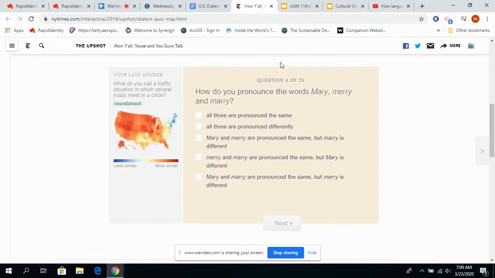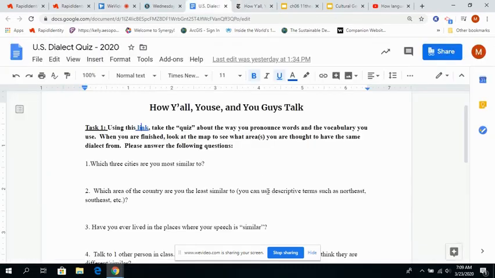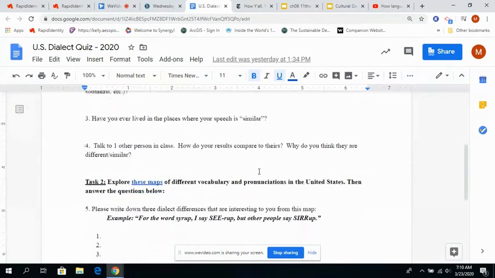So you go through all this, and then you are going to get a map of places that speak the most similar to you. There are going to be 3 cities. Minneapolis might be one of your cities, or you might get 3 cities that are not even in this part of the country. It says, talk to one other person in the class. How did your results compare to theirs? Why do you think that they are similar or different? If you have the opportunity to do that, great. You probably won't, so you can definitely skip over question number 4.